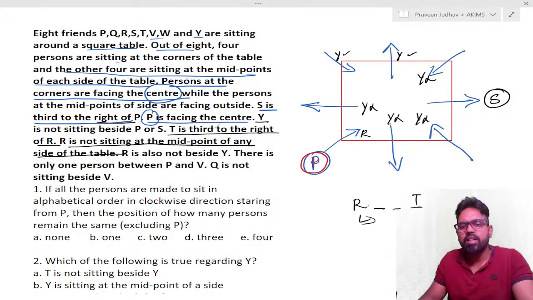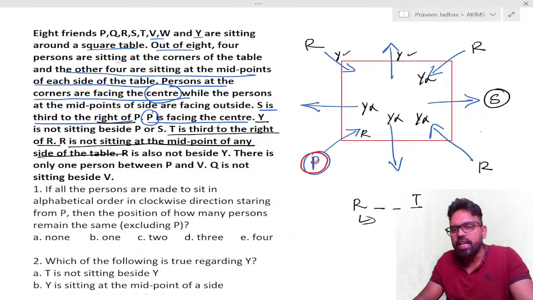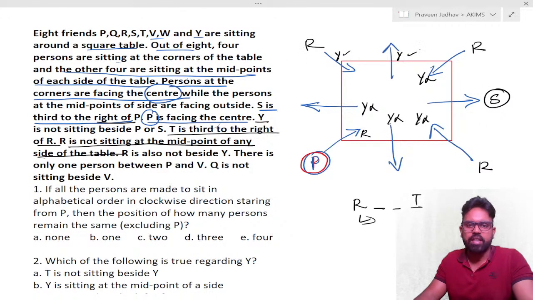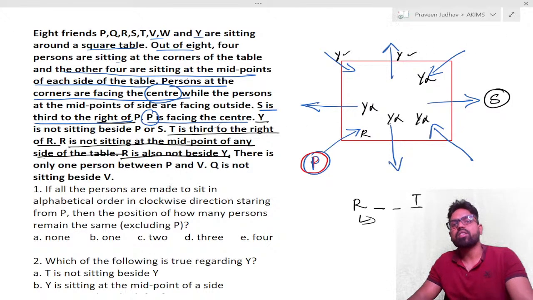R is not sitting at the midpoint, meaning R is sitting at the corner. R can sit at any of three of these corners, either this one, or this one. Okay, now next point, what does he say? R is also not beside Y, meaning R cannot be next to Y.